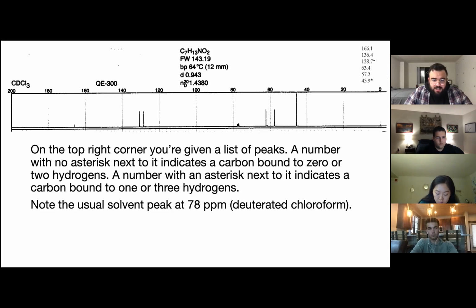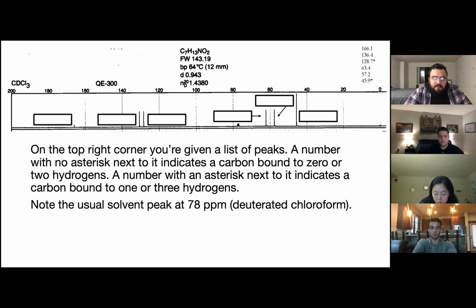And I want to turn your attention to this tiny little blip over here at around 78 parts per million. That's going to be your characteristic peak for deuterated chloroform. Deuterated chloroform is just a solvent that we need to take these NMRs. It's not actually going to be important for solving the problem. Okay. So if we look at all the peaks that we have here, starting from downfield, you have this first peak at 45.9, which has an asterisk, so that means that it's going to have either 1 or 3 hydrogens.